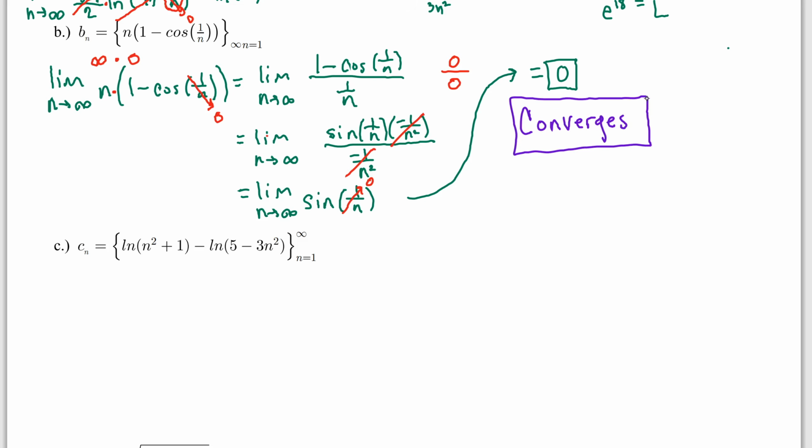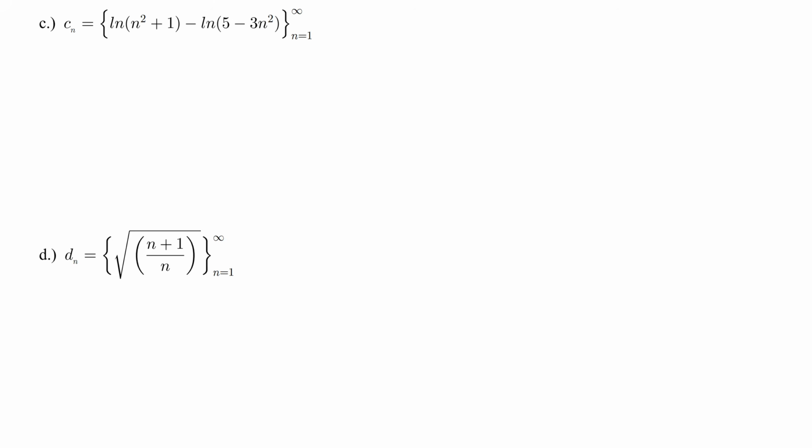So if I continue listing more and more terms, sorry about the typo over here, that should say n equals 1 to infinity. As I continue listing more and more terms, the later in the sequence we get, the closer the terms will be to 0. Let's try the next example.